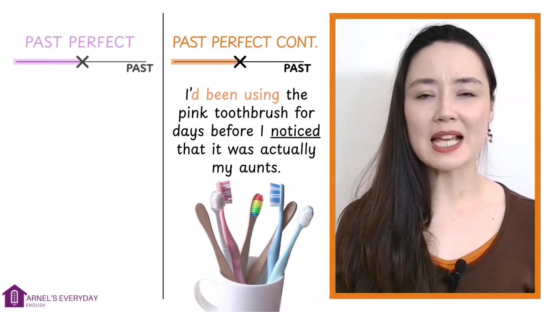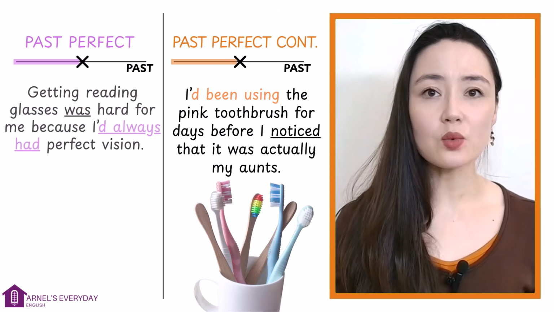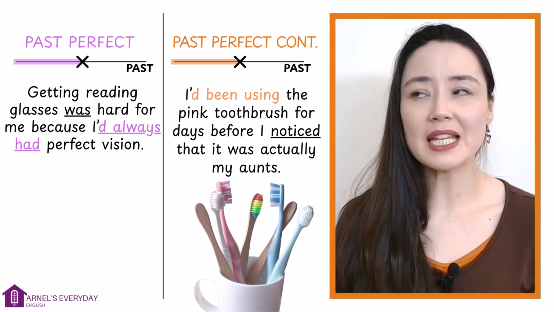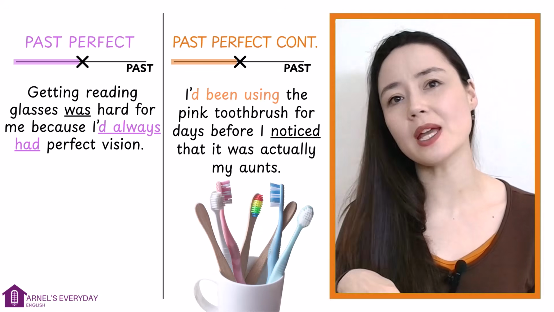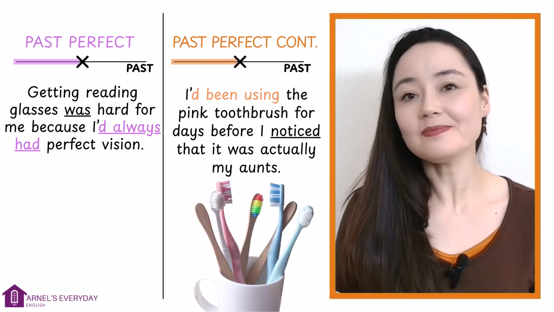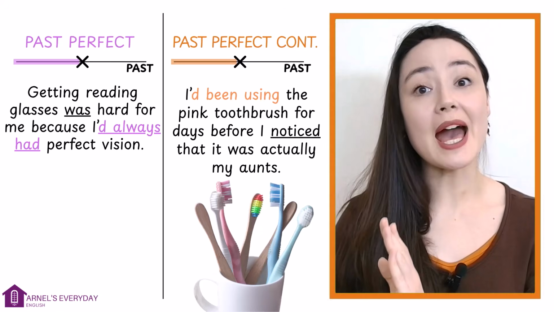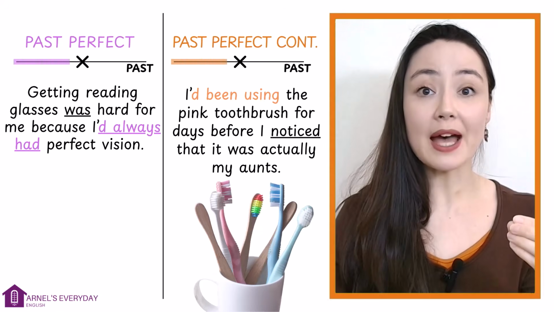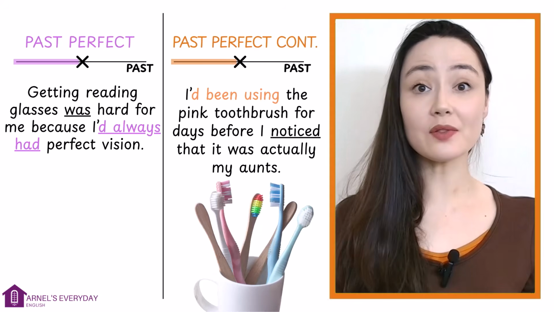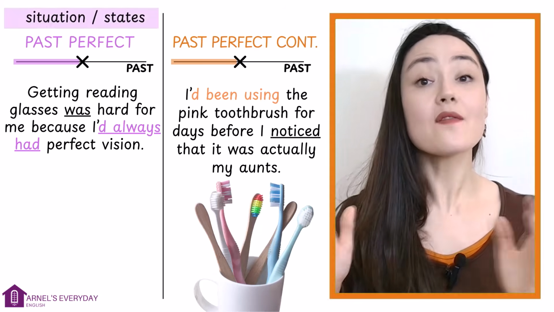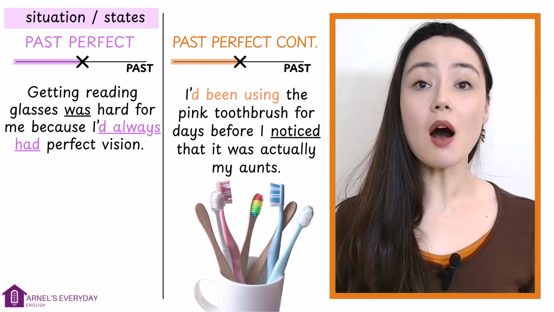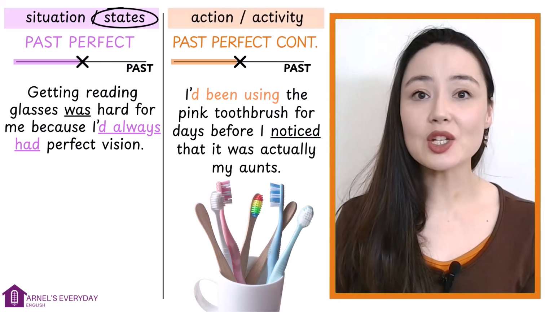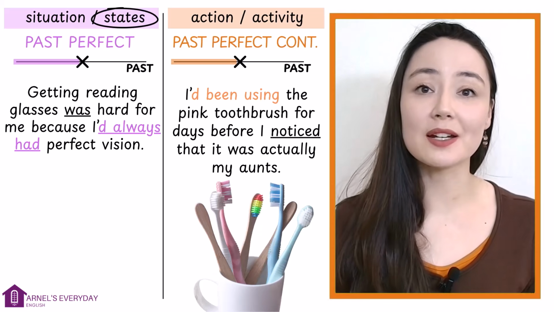But this looks like the past perfect timeline. Getting reading glasses was hard for me because I'd always had perfect vision. It's the same timeline for past perfect situations. Both of these examples show an action started in the past and continues up to another past point. So what's the difference? Past perfect for situations. In grammar, we often say states. Past perfect continuous, an action or activity over a period of time.